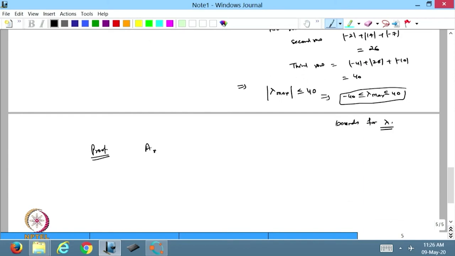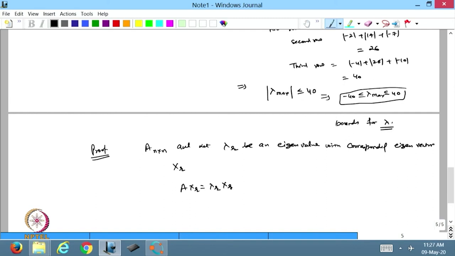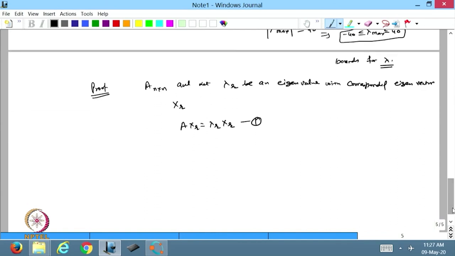Let us choose the matrix A, n cross n, and let lambda r be an eigenvalue with corresponding eigenvector x r. So from here I can write that A x r is equal to lambda r x r. That is the definition of the eigenvalue. Now this x r is a column vector, that is x 1 r, x 2 r, x l r, x n r. That is the components of this vector.